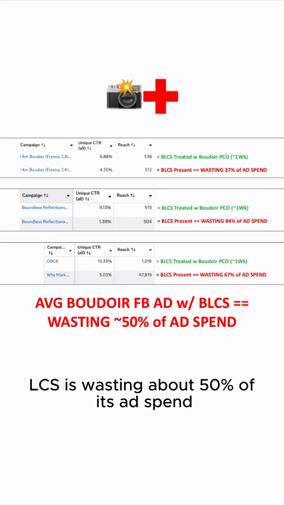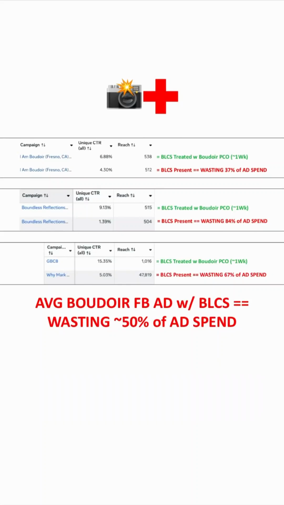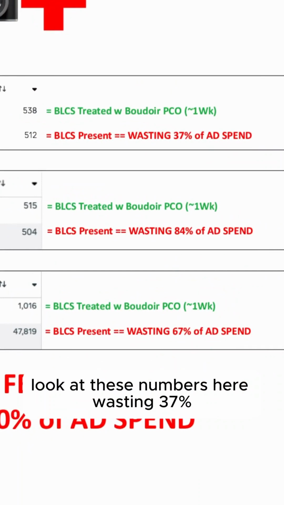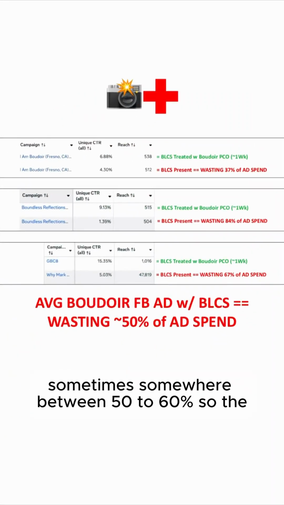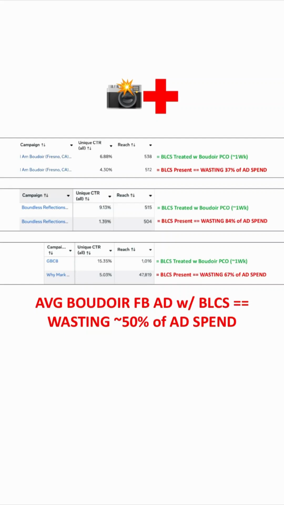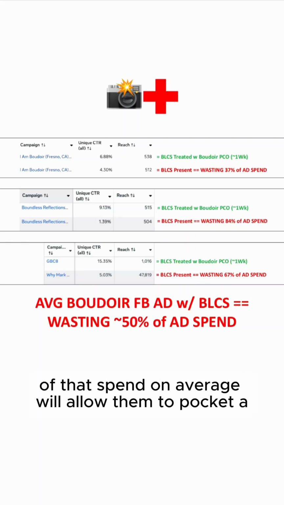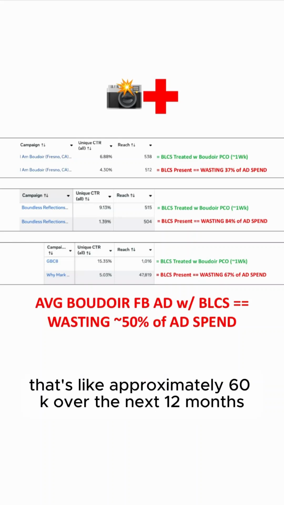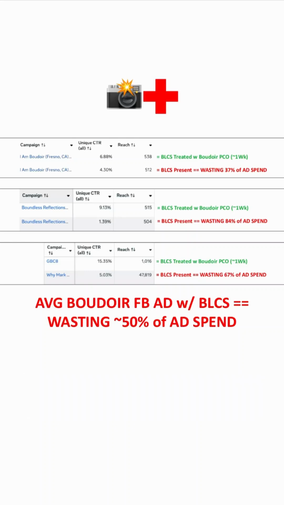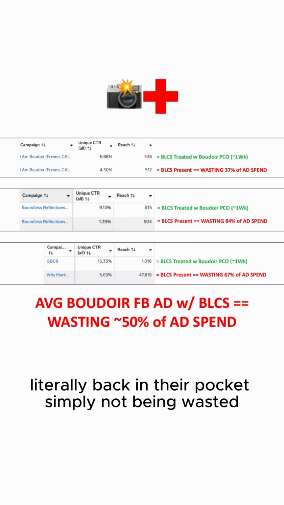So the average Boudoir Facebook ad with BLCS is wasting about 50% of its ad spend. Look at these numbers here: wasting 37%, wasting 84%, wasting 67%. So the average is somewhere between 50 to 60%. If they're spending 10 grand a month on Boudoir Facebook ads, and we can eliminate that wasted ad spend, on average, we'll allow them to pocket 5K a month, approximately 60K over the next 12 months. Literally back in their pocket, simply not being wasted, paid to Zuck.